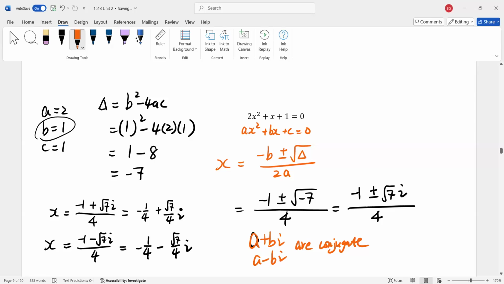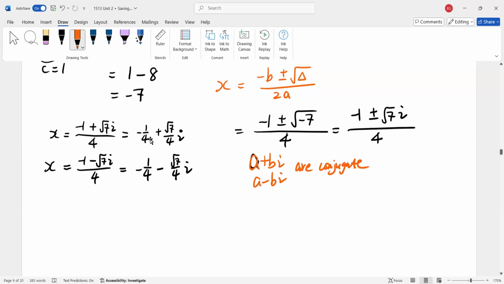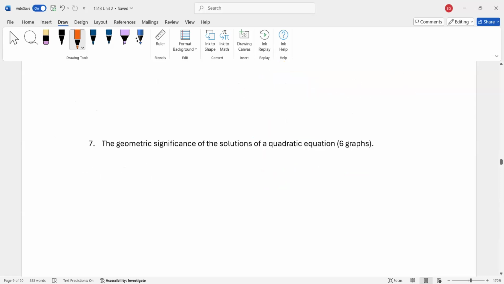So this equation does not have real solutions, but it has two non-real complex solutions. In the complex number set, any quadratic equation is solvable. It always has two solutions. Okay. Next topic.